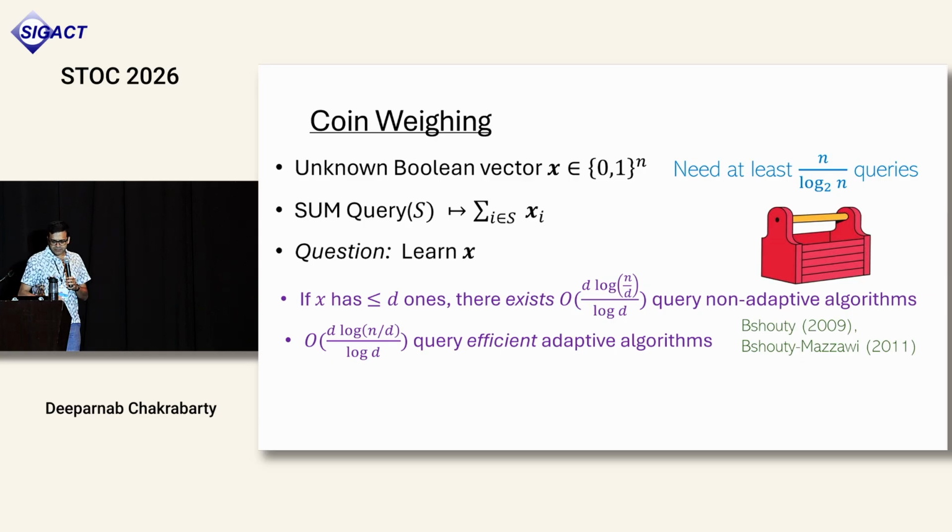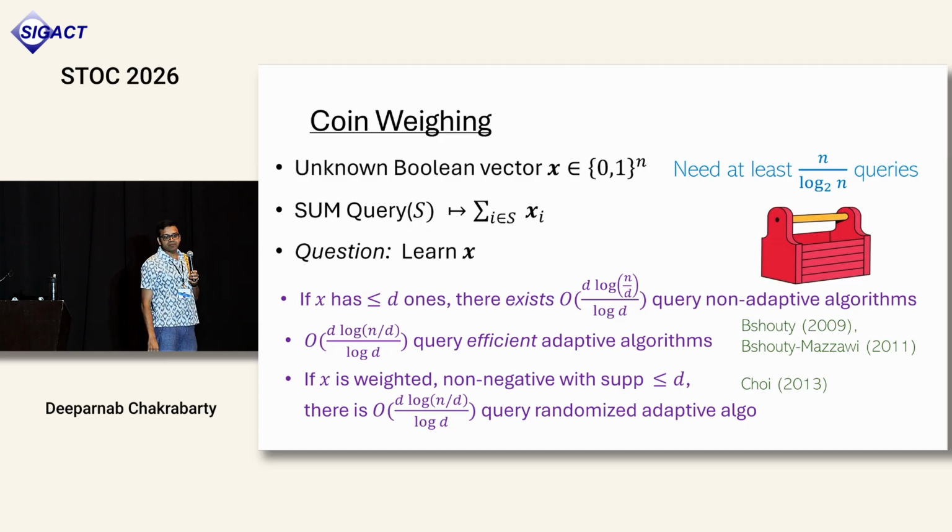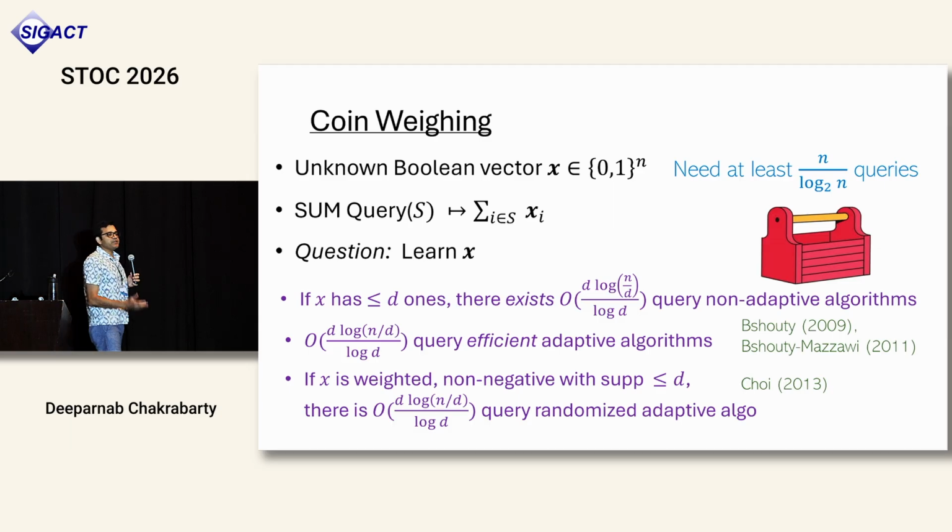And more is true. So again, this is for the Boolean vector case. As I said, the coin weighing problem makes sense even if the xi's were not 0, 1, but any weights. So if the weights are non-negative, and I tell you that the support is at most D, you can get the same query complexity by a randomized adaptive algorithm. So this is a result from much more recent, from 2013. The weights need to be non-negative.